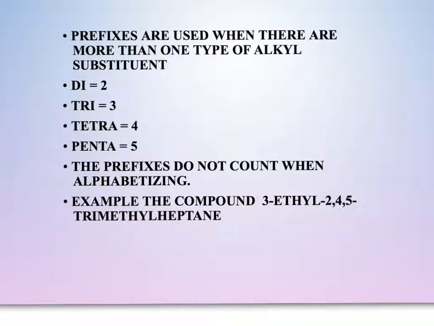What if I have more than one little chain coming off of that big chain? Well, then I'm going to use prefixes. If the little chains are both the same size, I'm going to use the prefix di. If I have 3 that are the same size, tri. If I have 4, it's tetra. If I have 5, it's penta. So I could have a 3-ethyl 2,4,5 trimethyl heptane. Wow, what does that mean? Well, let's look at some of these on the upcoming slides.